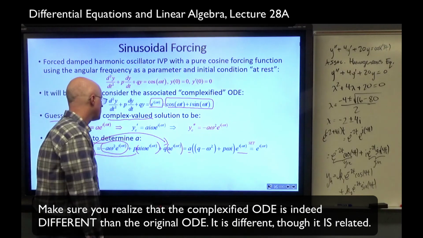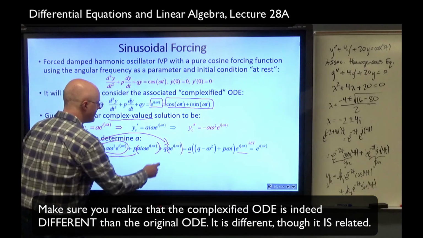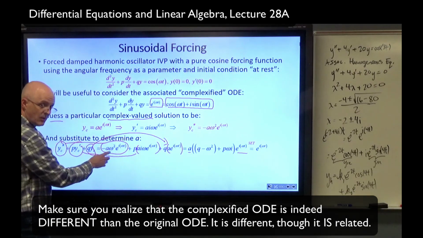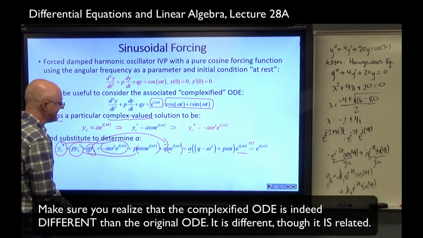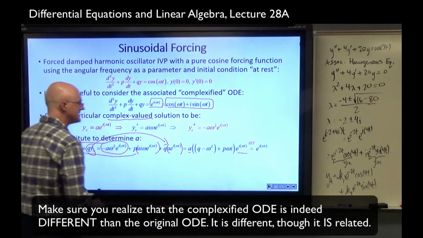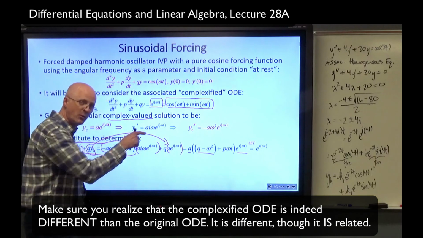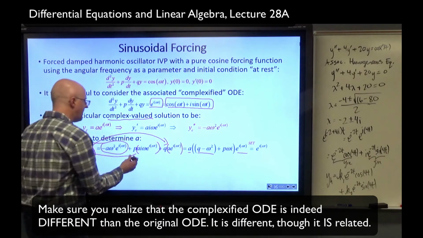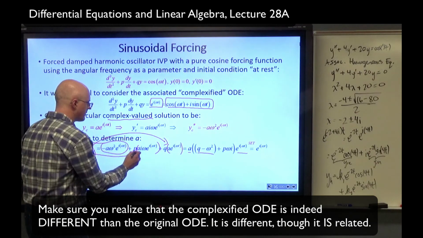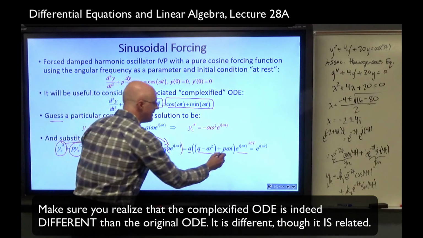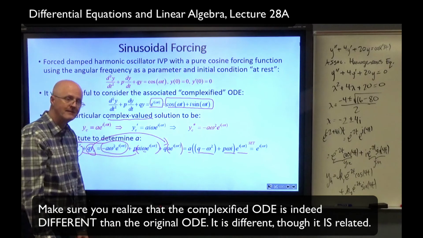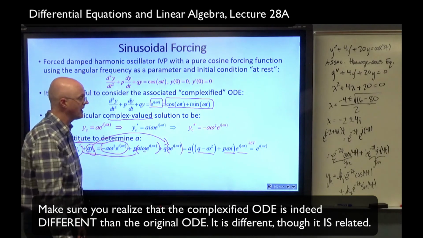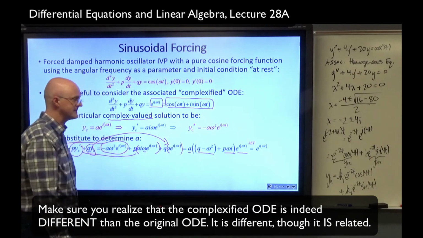Group together those terms that don't involve an i. q minus omega squared. Remember, I already factored out the a and the e to the i omega t. It's giving me a q minus omega squared for the real part of this thing inside the parentheses. And then the part that involves the i, what's left over is a p and omega. Put that next to the i right there. The p omega is the imaginary part of that complex number inside the parentheses.